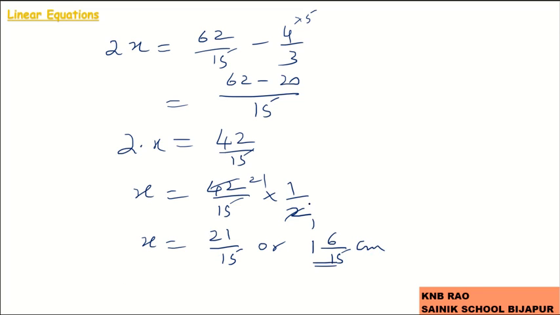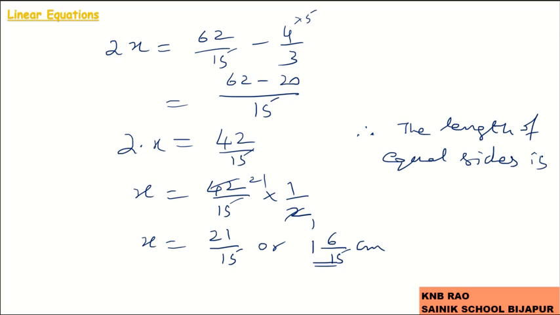So, write the conclusion. Therefore, the length of the equal sides is 1 integer 6 upon 15 centimeter. So, this is how we solve this question.